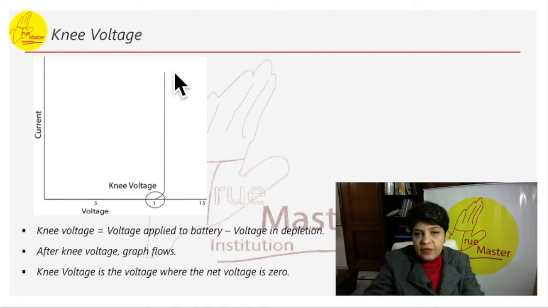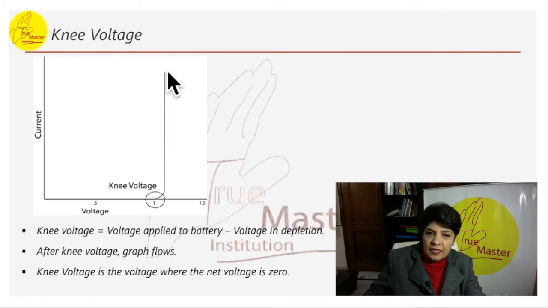So what has happened? Knee voltage, again, we applied a battery. So the voltage applied by the battery minus the voltage in the depletion layer. We are going to subtract the two voltages. That point will be called the knee voltage. After this knee voltage, the current will start flowing. So the knee voltage is the voltage where the net voltage is 0 at this point. And after that, the current will rapidly increase. More electrons will start flowing. This will become a good conductor.